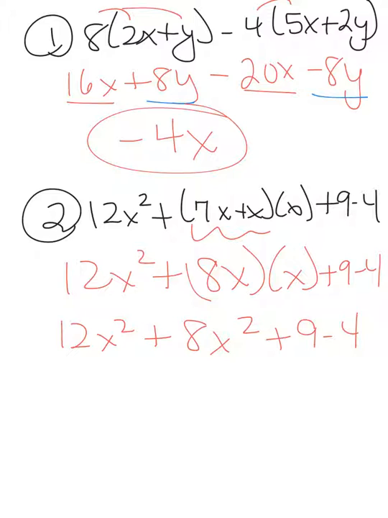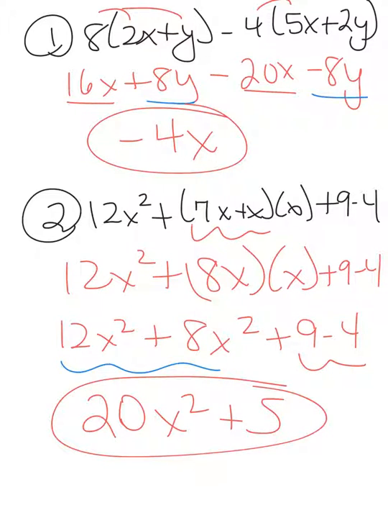So my last step, all I have to do is add, see what I can combine. So again, I have 12x squared plus 8x squared. They are like terms. They're the same variable raised to the same power. So that gives me 20x squared. Now again, I can look at my constants. Plus 9 minus 4 gives me plus 5. So there's my final answer, 20x squared plus 5.